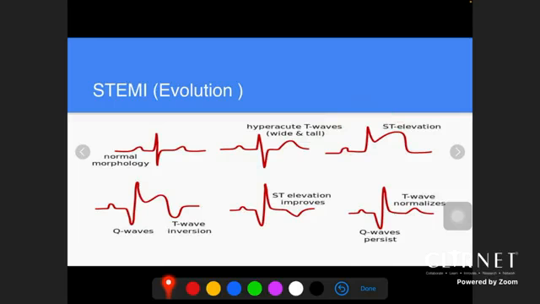It will go through stages. It's also important to know these stages or the evolution of STEMI so that you can pick up the diagnosis in any of these stages and you can follow the progress. So it will start from normal morphology, then hyperacute T wave, then ST elevation, and the R wave becomes small. Then you have Q wave, T wave inversion, then ST will resolve, Q wave will persist, T wave is still inverted, then T wave normalizes, Q wave persists, and ST normalizes.